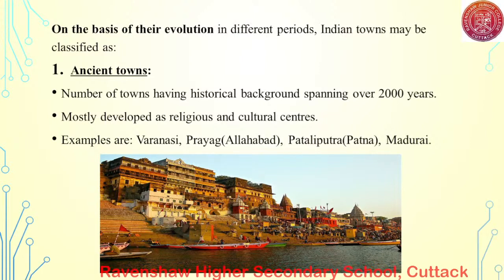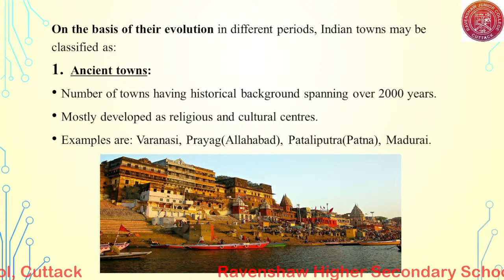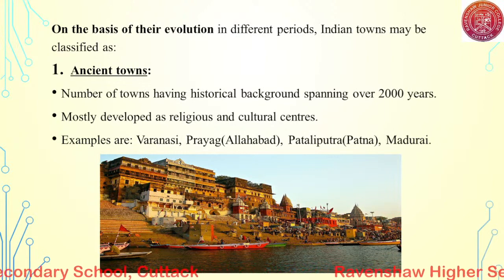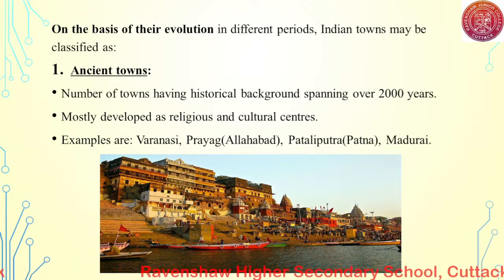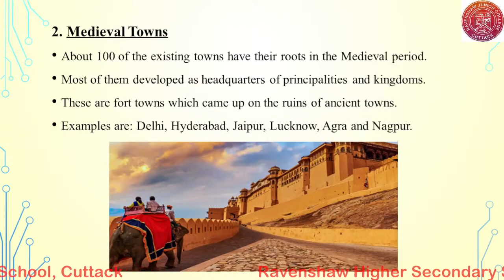Examples of ancient towns are Varanasi, Prayag, which is called Allahabad, in the state of Uttar Pradesh, then Pataliputra, the modern name of which is Patna, the capital of Bihar, then Madurai, another place in Tamil Nadu. These are the examples of the ancient towns. Again, the examples: Varanasi in Uttar Pradesh, Prayag or Allahabad, then Pataliputra or Patna, then Madurai. This is about the ancient towns.